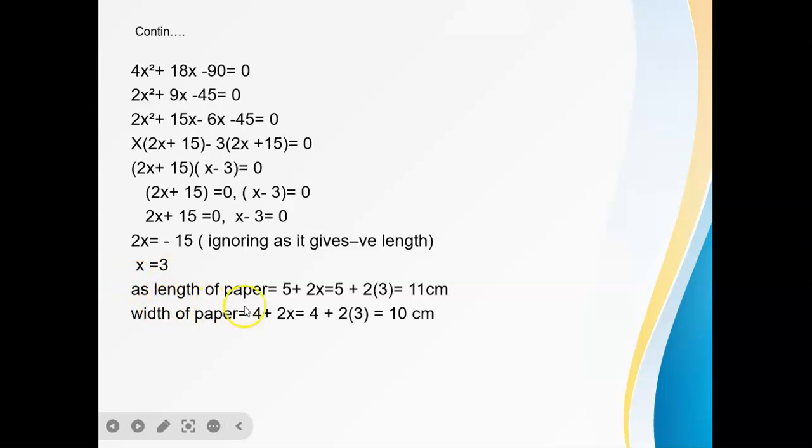So therefore, length of the paper is 5 plus 2x, which was our equation. It gives us 11 centimeter as the length of the paper, and width of the paper is 4 plus 2x, which results in 4 plus 2 times 3, that is 10 centimeter. So this is what you had to find, the length and width of the paper.